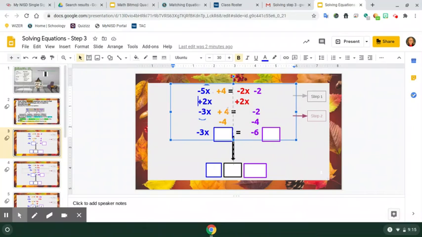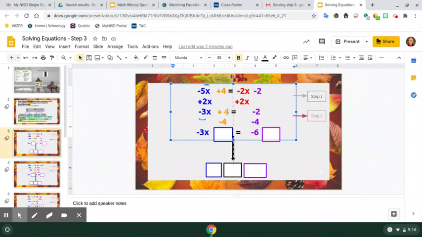Okay, and then if we go to the other side, we'll see that negative 2x plus 2x makes 0. So we eliminated it. That's a good thing. We always want something to be eliminated when we're solving these problems because our goal is to have x isolated, to have x by itself. Okay, so then we only have negative 2 on the right side.